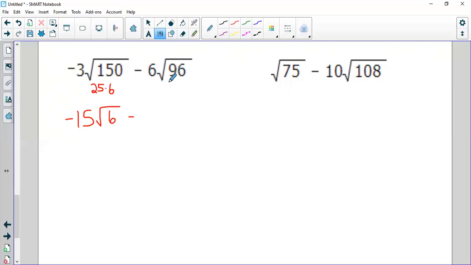So even if I wasn't sure how to break down 96, I know I'm trying to make a 6. So I'm going to take this 96 and break it down into a 6 times whatever it is. In this case, that whatever it is, a perfect square pair, is 16. So 16's square root is 4 times the negative 6 that's already there is negative 24 radical 6. So once you've broken one radical down, you know you're trying to make a like term of the second one, so try to use that and see if it helps you. Combine those coefficients, negative 15 minus 24 is negative 39 radical 6.